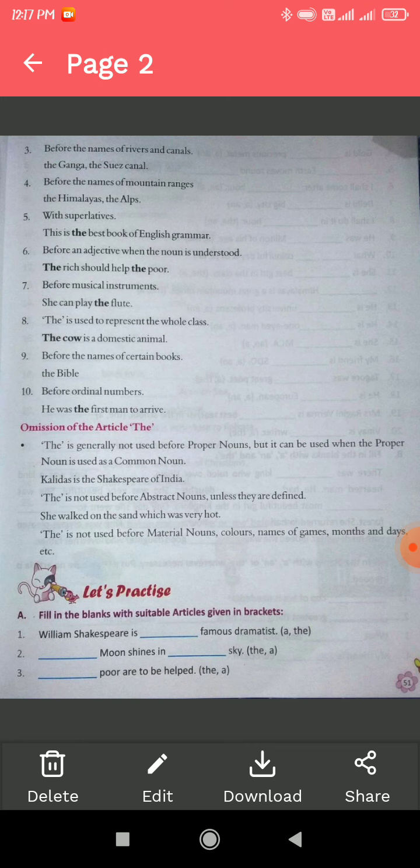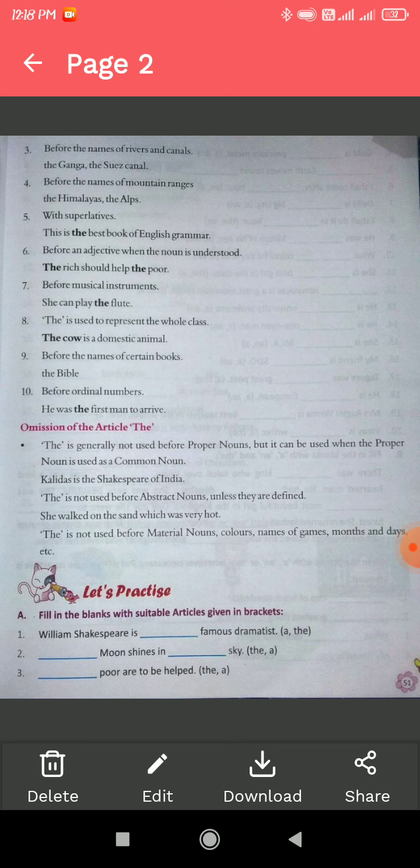Also, the is not used before abstract nouns unless they are defined. An abstract noun, as I already explained in my previous video, is a noun that comes in our mind, our imagination, our idea, our feeling, our expression, that we cannot see or touch. Only we can feel it from our heart or from our mind. So we should avoid using the article the before abstract nouns.